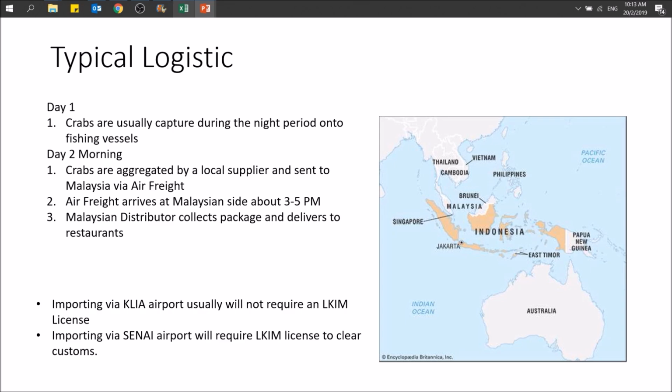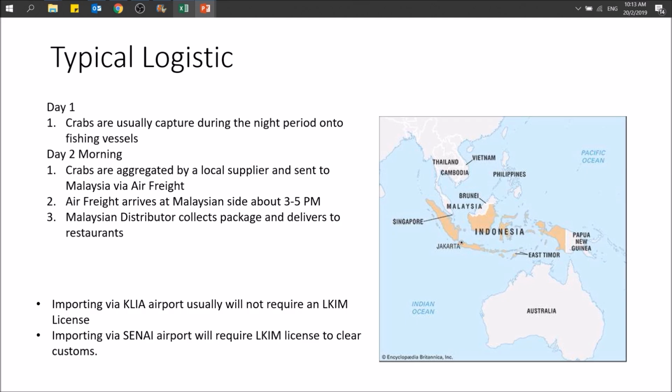For goods coming from East Kalimantan, the fishermen will usually sell to the first trader in East Kalimantan by about 2 to 3 p.m. The first trader will aggregate all the volume from the fishermen, sort them out, and pack them for a shipment that goes to Tawau in Malaysia around 9 p.m.